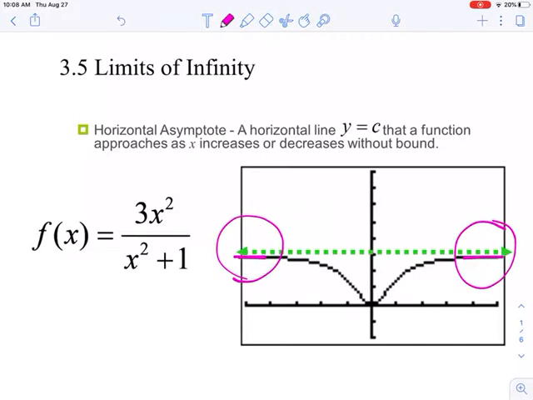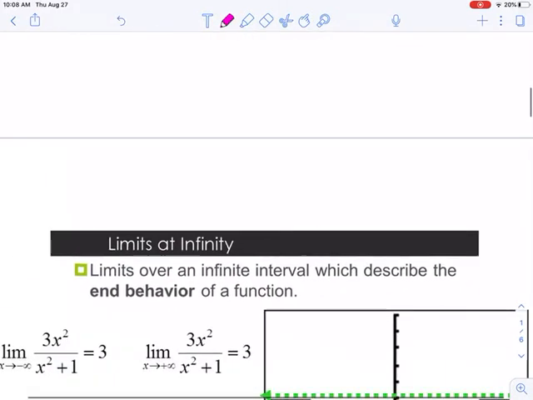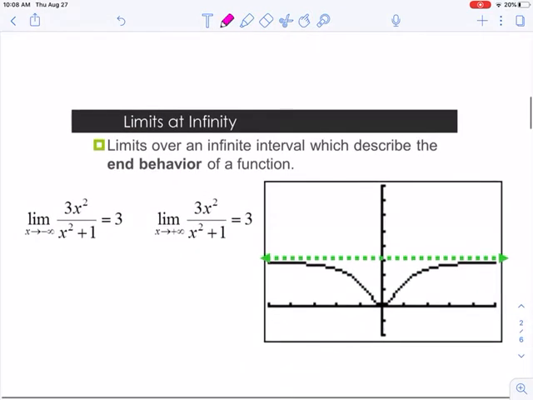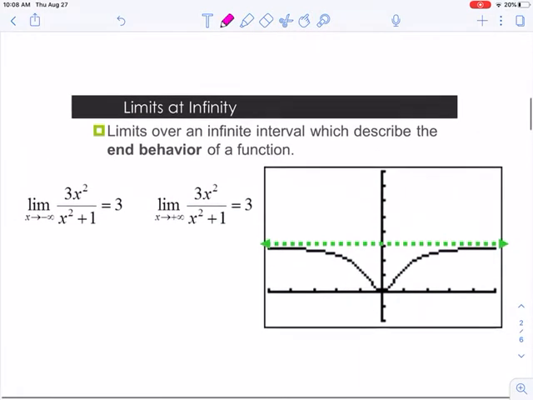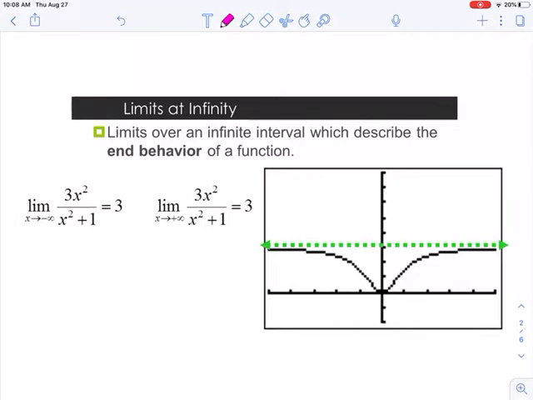Okay, so why do I really care about a horizontal asymptote? Well, that's going to help us today when we are talking about limits towards infinity. So I'm going to go ahead and take this same graph. Okay, limits at infinity are asking us to describe the end behavior of a function.